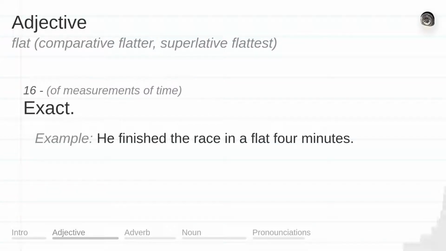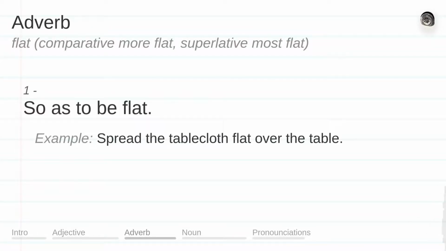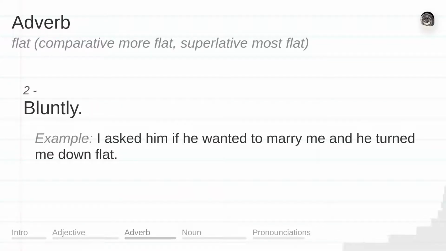Exact. Example. He finished the race in a flat 4 minutes. Adverb. So as to be flat. Example. Spread the tablecloth flat over the table. Bluntly. Example. I asked him if he wanted to marry me and he turned me down flat.